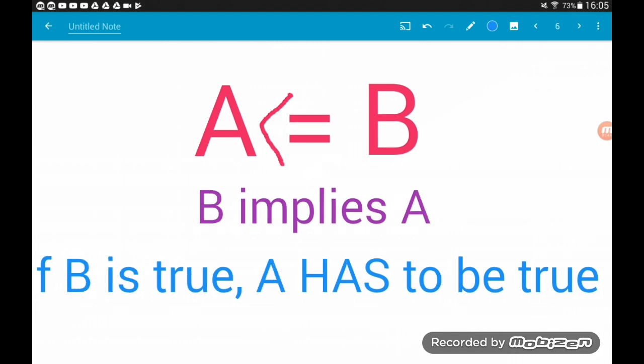Okay, so next up, we've got an arrow pointing at A and then B. So we actually read this from right to left. Now this is saying that statement B implies statement A. So if statement B is true, then statement A has to be true. So B implies A. If B is true, then A has to be true.